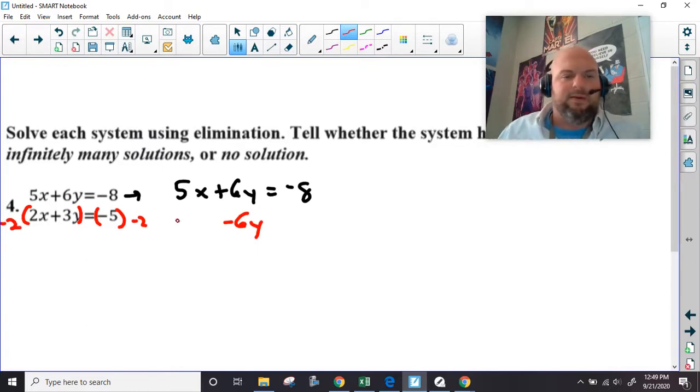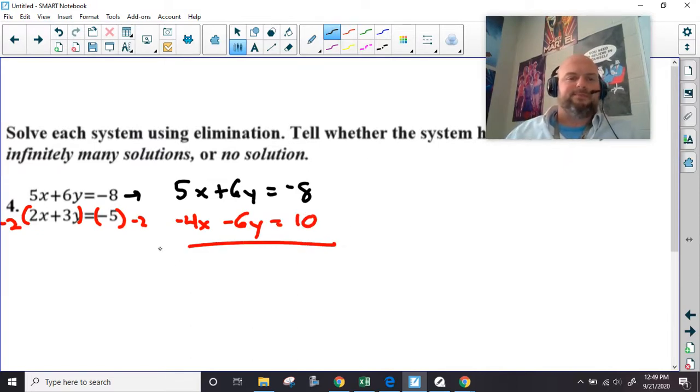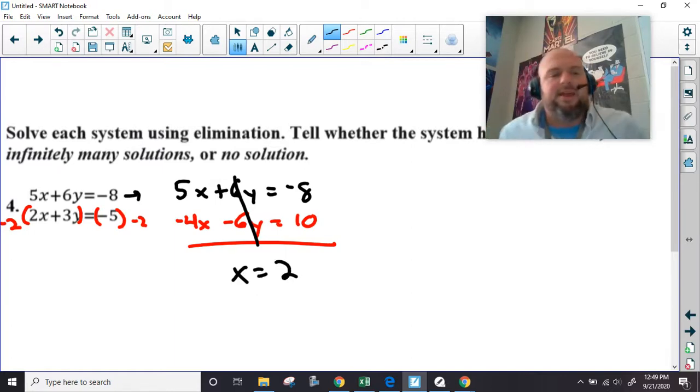Again, a lot of people ask, how do you know what to multiply by? Well, you have to think about what you're getting rid of. Okay, y's cancel. X equals 2. Now, I'm not going to solve the rest of it out. You should be able to pick one of these equations, plug in 2 for x, and solve.